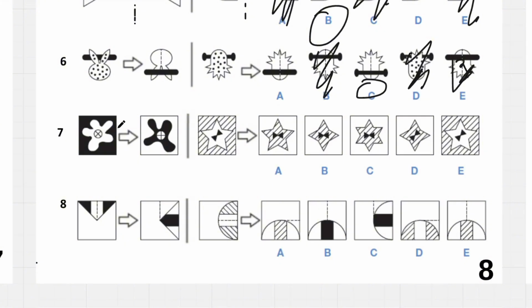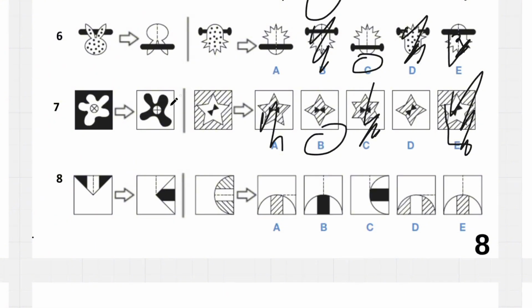Question seven, we have 1, 2, 3, 4, 5 petals of the flower. It's going to go to four. So if we have five here, it's going to go to a four-shaped star. We can cross these out and the shading is going to invert. And the middle shape is going to do a rotation by 45 degrees, which looks like B.